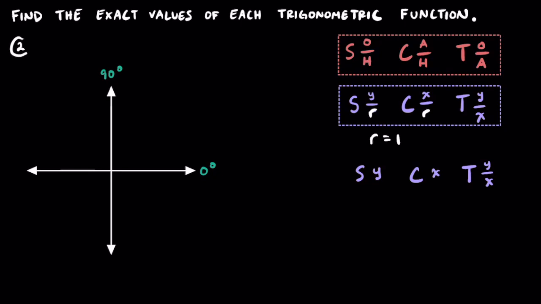Let's try another one together. Let's try finding cosine of 225 degrees.